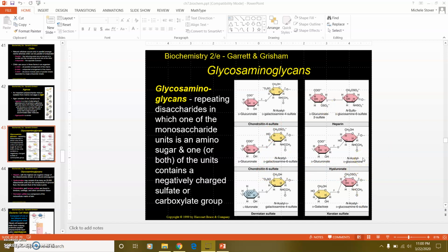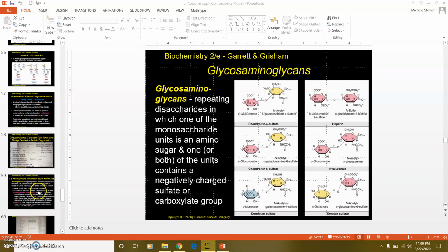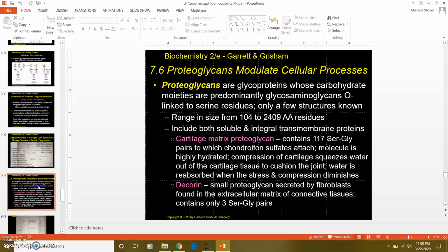Hyaluronate, okay? So you may want to sort of flip back to this as we're talking about these to recognize what sugars exactly we're talking about. But let's go back to, here we go. All right, so proteoglycans, right? We're talking about glycoproteins whose carb groups, whose carb residues are basically what I just showed you, right? Those glycosaminoglycans, all right? And then they're going to be O-linked to serine residues, okay?